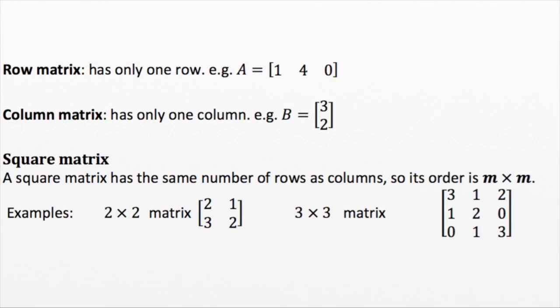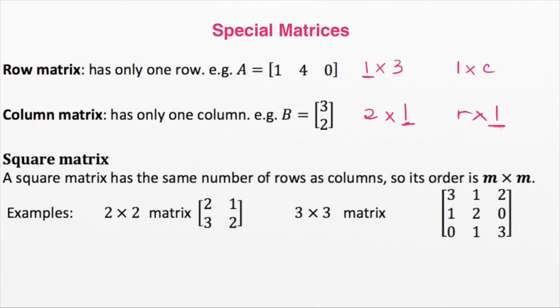Okay, so you need to also know a few specific words of matrices. So these are special matrices. A row matrix has only 1 row, so the order of this particular matrix is a 1x3. For a row matrix, you'll always have that number 1 there, so in general, it's a 1 by whatever the column is. A column matrix has only 1 column, so in this case, it's a 2x1. Same idea, it's going to be row times 1, because our column will always be 1.